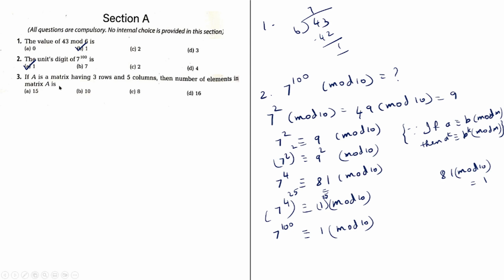Next question: if A is a matrix having 3 rows and 5 columns, then the number of elements in the matrix is. Now we know that if a matrix has m rows and n columns, then the number of elements in the matrix is given by m into n. So here this matrix has 3 rows and 5 columns, so the number of elements is 3 into 5, which is 15. So the correct option is option A, which is 15.